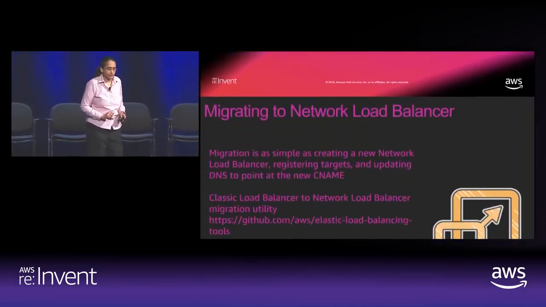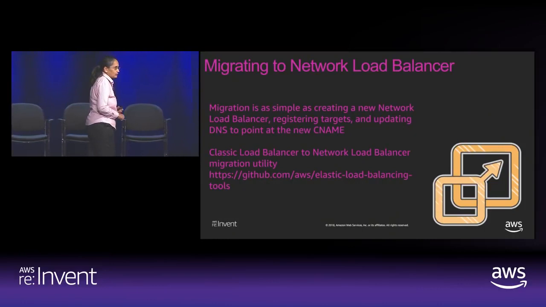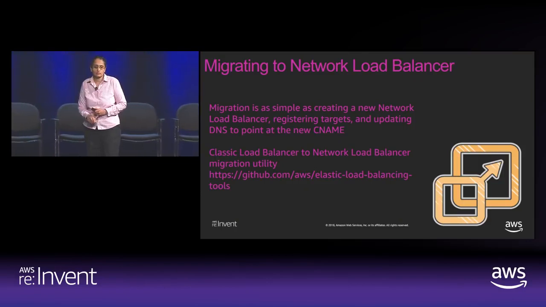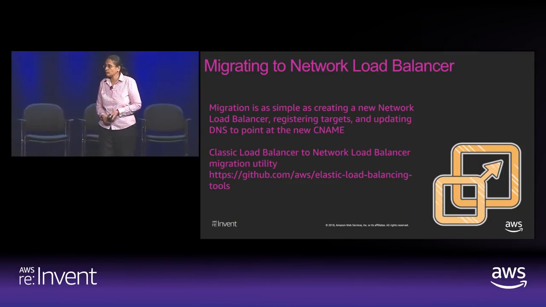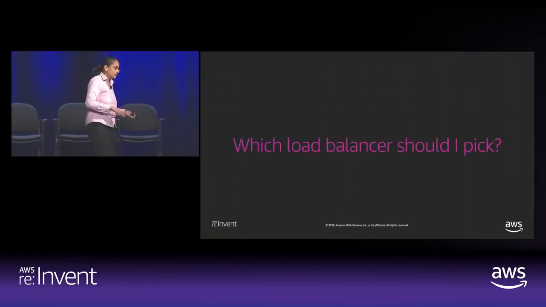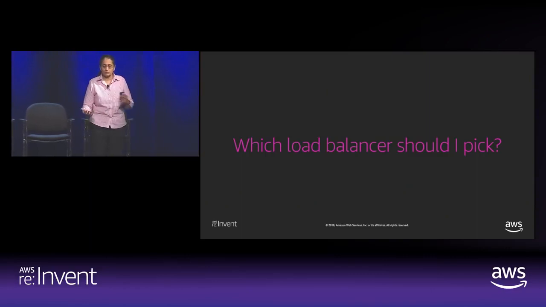So migration, similar to the application load balancer, exactly the same. You create a new load balancer, you move your targets behind the load balancer, change the CNAME. Lot of tools available to help you with the migration. We talked about application load balancer, network load balancer. The question is, which one should I use, right?